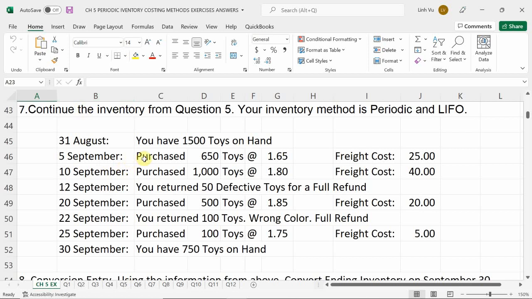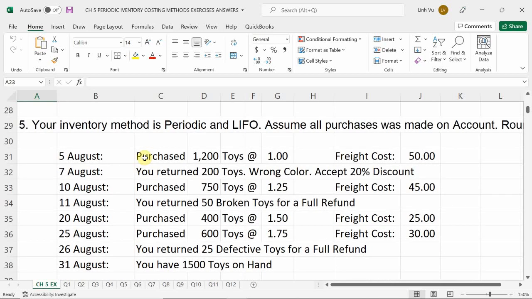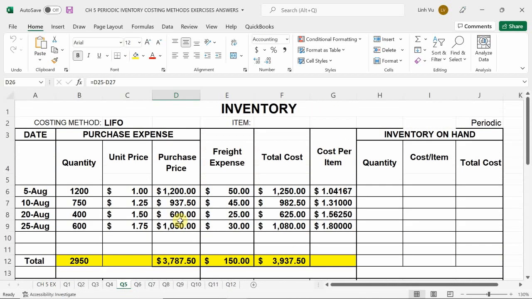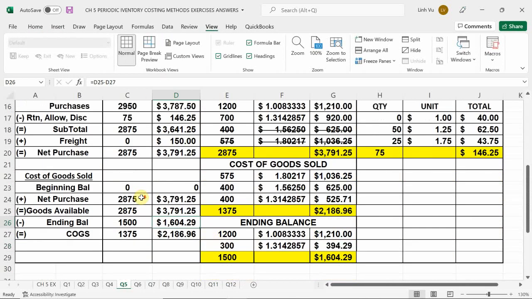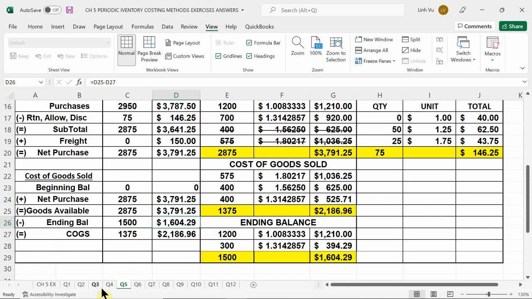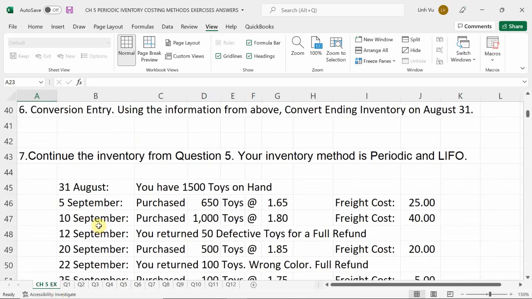So last time we left off, we completed question 5 and 6 from the chapter 5 review. This is what we did right here. We solved for the ending balance as well as the cost of goods sold. Now we're going to continue on with question 7, which is a continuation.